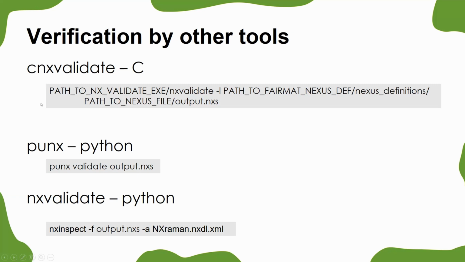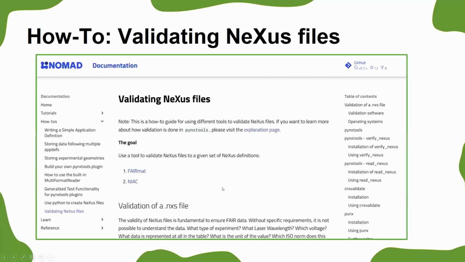And the last one, as you can already see from the name, nxvalidate, as far as I remember, is an extension of the cnxvalidate package, which was based in C but is now implemented more in Python. The command is now called nxinspect. You provide the file you want to check and also the NeXus definition language file you want to check against. With these commands you can check your file, and it tells you what is incorrect and what is correct. That's fine.